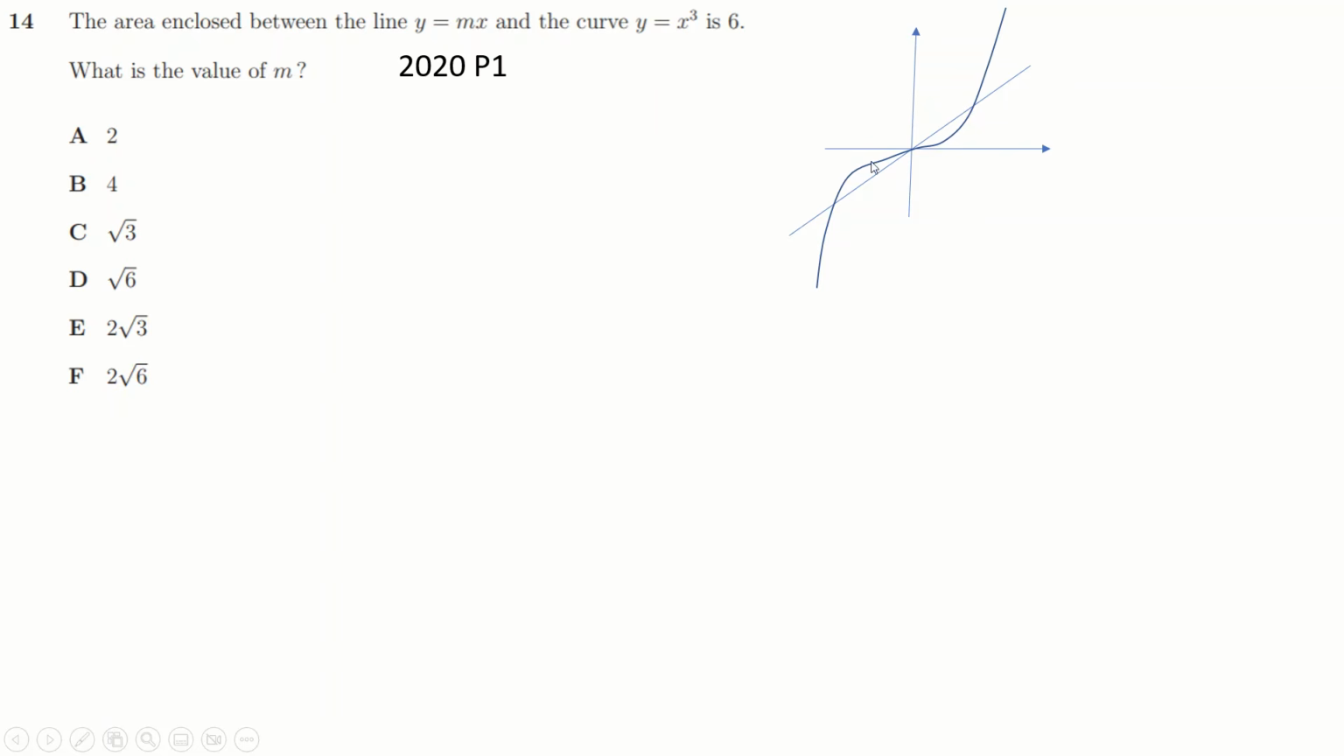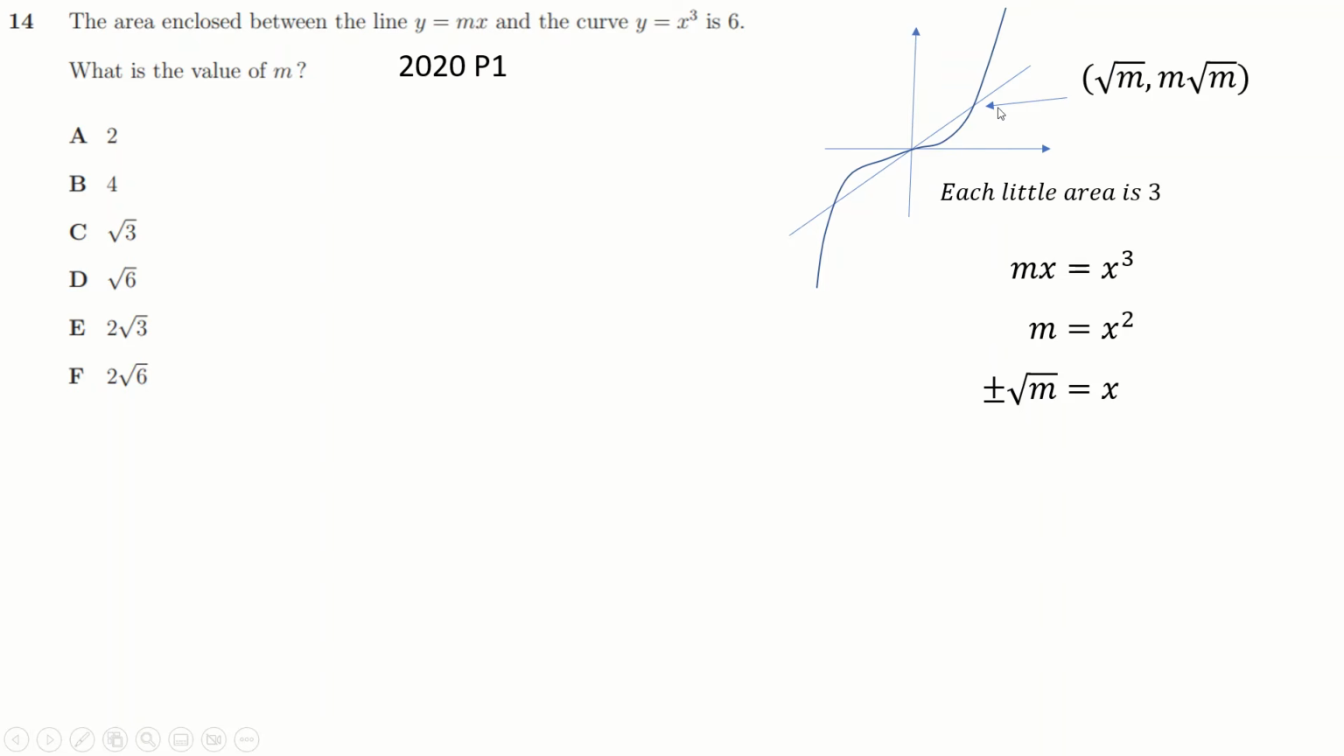Now it says that the region enclosed is 6. Now of course we've got two regions enclosed, but by symmetry they must be equal. So this region is just 3. And now I just need the intersects, which I get by setting this equal to this. I can divide by x because I know x is 0 as a solution to the intersect of the two things. That's fine. So I get other intersects at root m and minus root m. And of course, I only need to find this area because I know it's equal to this one.